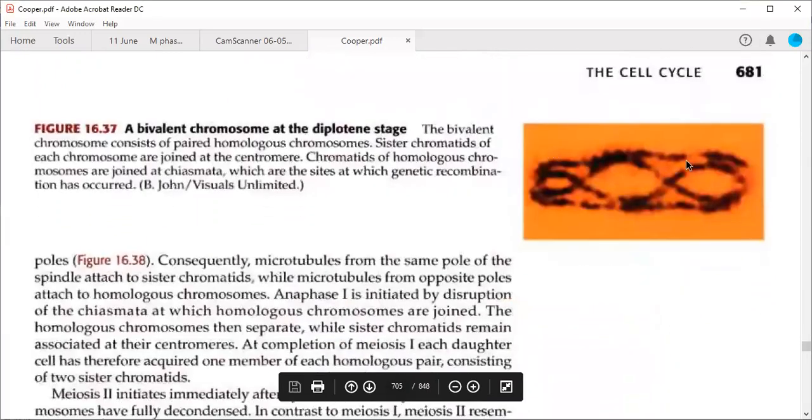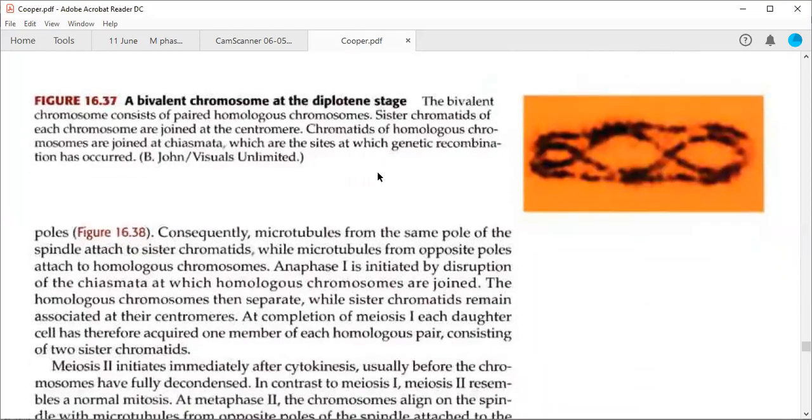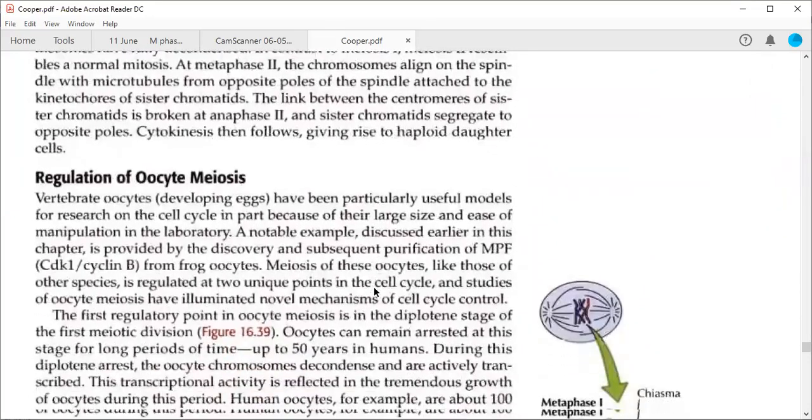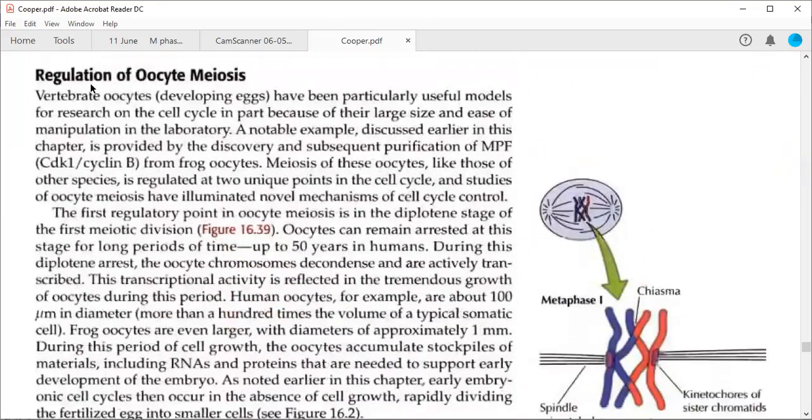Then you have these types of structures called bivalent chromosomes. These are characteristic of the diplotene stage. So eggs, or the oocytes, are in this diplotene stage of the cell cycle. This is the first check. Okay, so it is given here actually as the regulation of oocyte meiosis.